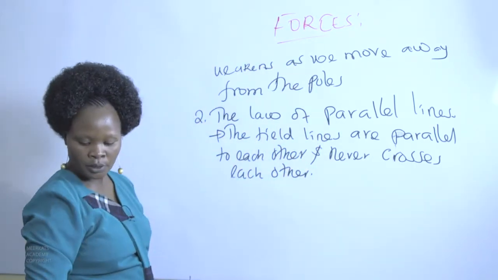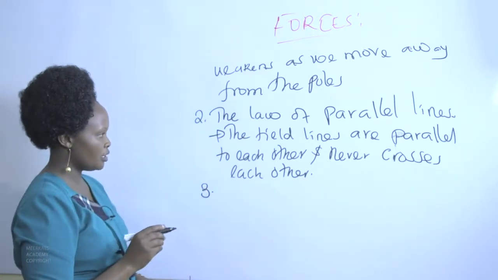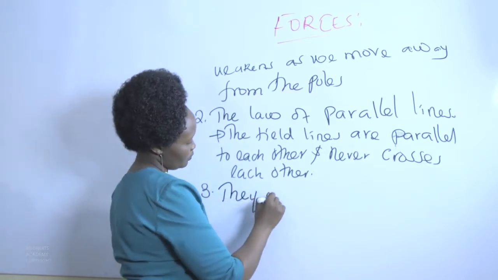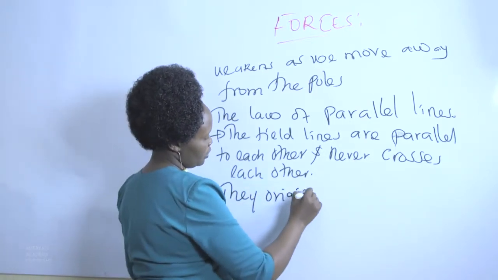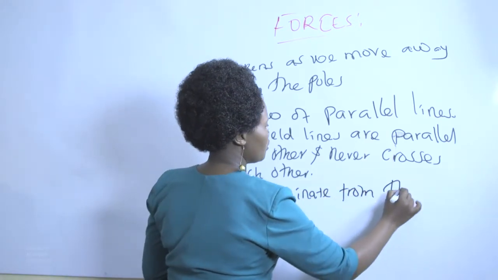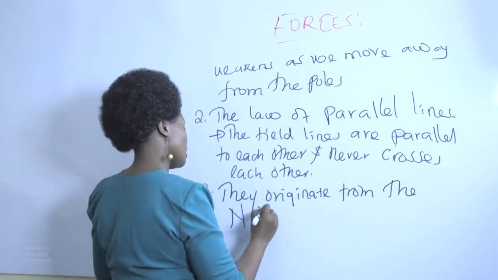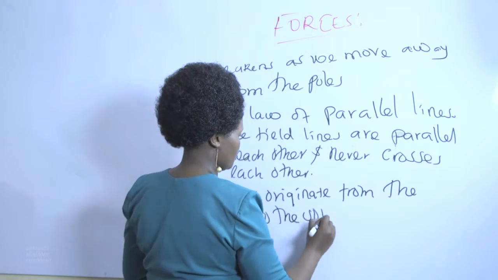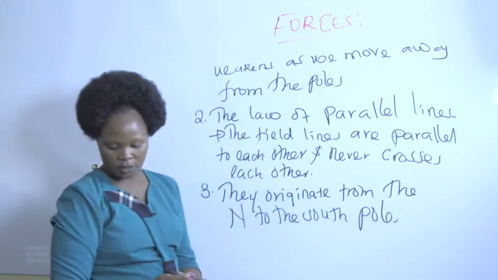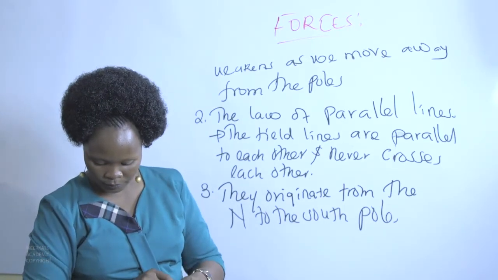Now, the third and last characteristic is that they originate from the north to the south pole. They originate from the north to the south pole.